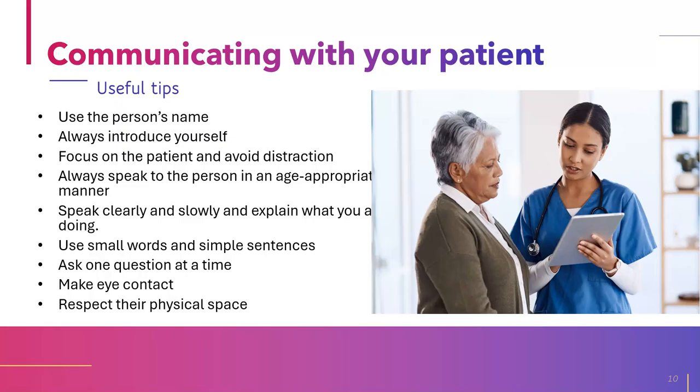Here are some tips for communicating with your patient. Use their first name and the preferred pronouns that they like. Always introduce yourself. Focus on the patient and avoid distractions. Always speak to the person in an age-appropriate manner. Speak clearly, slowly, and explain what you are doing. Use small words and simple sentences, and ask one question at a time and wait for the answer from the patient. Use eye contact and respect physical space, right?